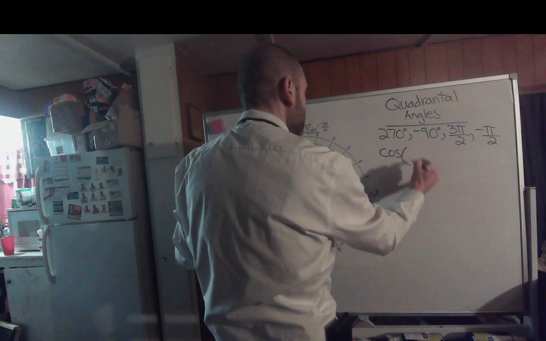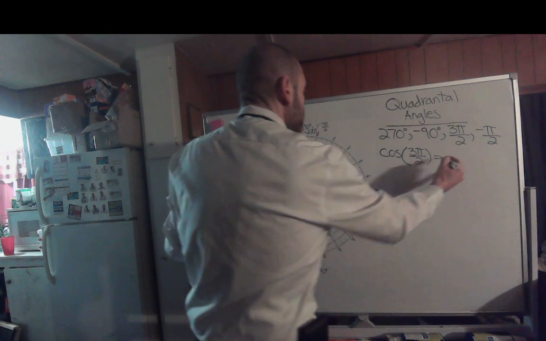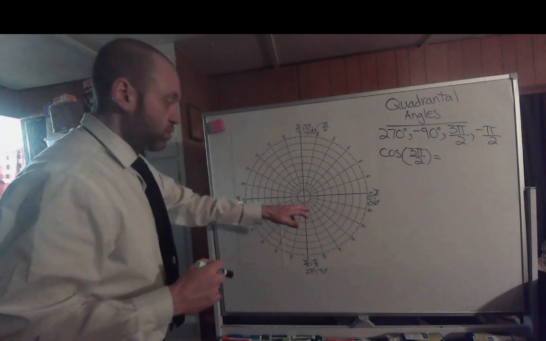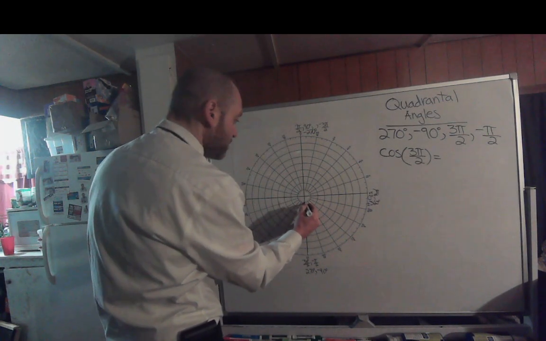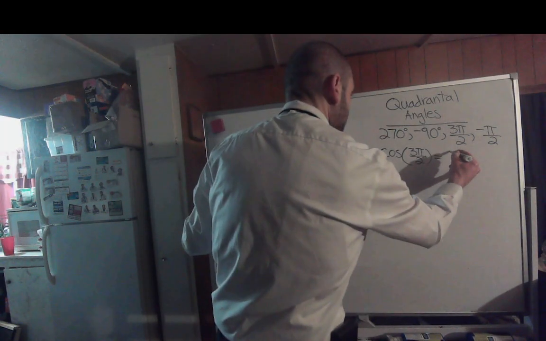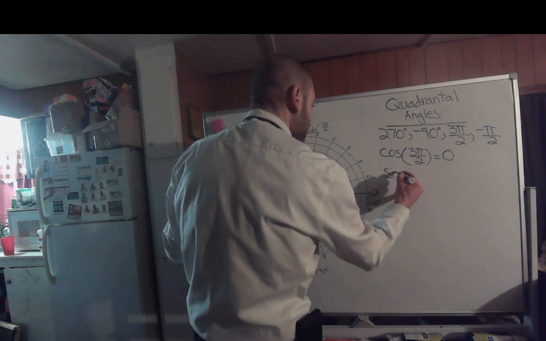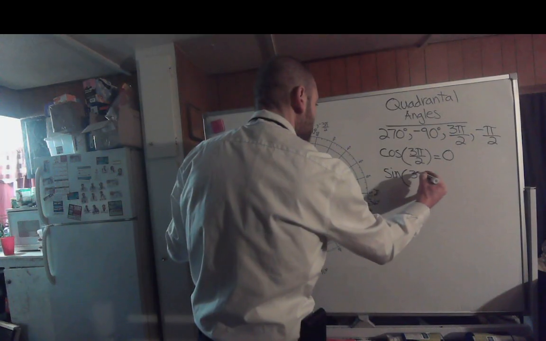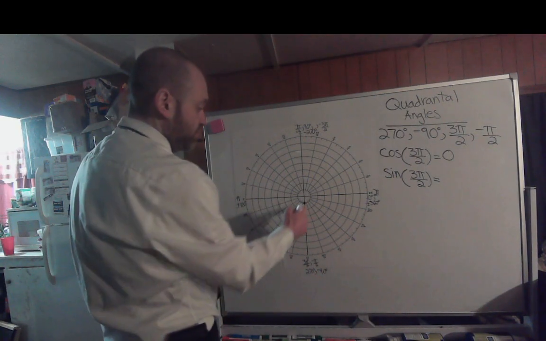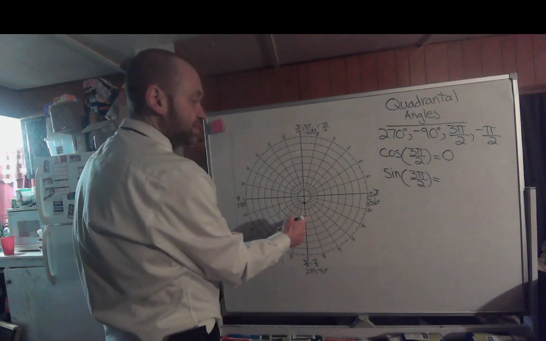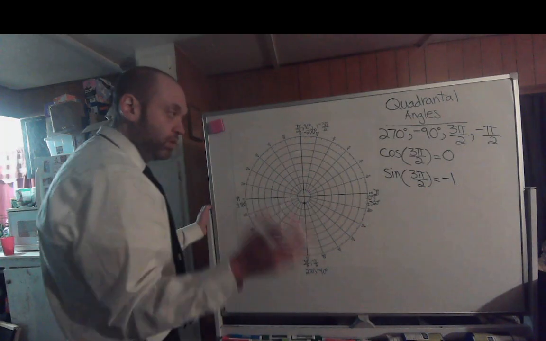We're going to find the cosine of 3 pi over 2. So again, the cosine is your x-coordinate. Since it lies along the y-axis, your x-coordinate is going to be 0. So the cosine of 3 pi over 2 is 0. Now what about the sine of 3 pi over 2? The sine of 3 pi over 2 lies along the y-axis here, and that's your y-coordinate. The sine of 3 pi over 2 is -1.